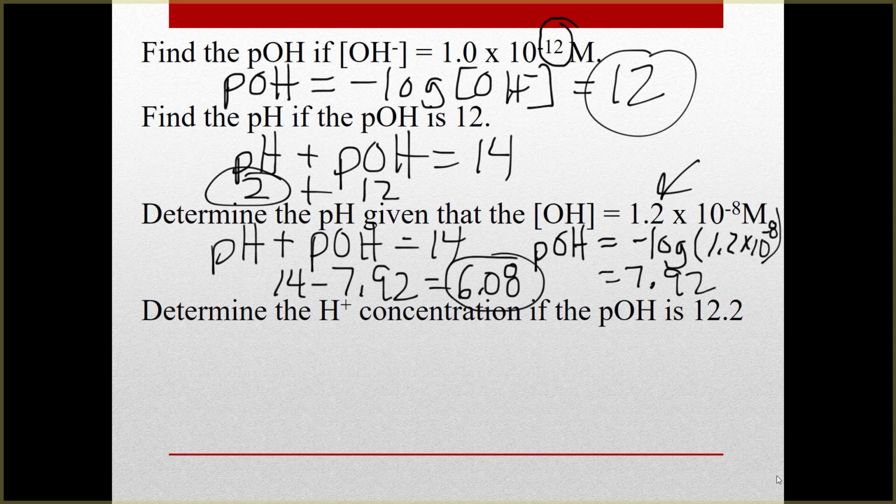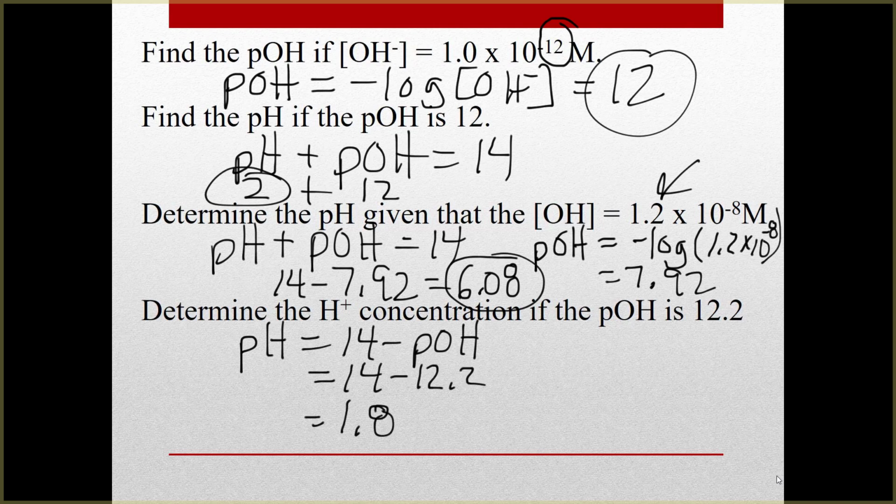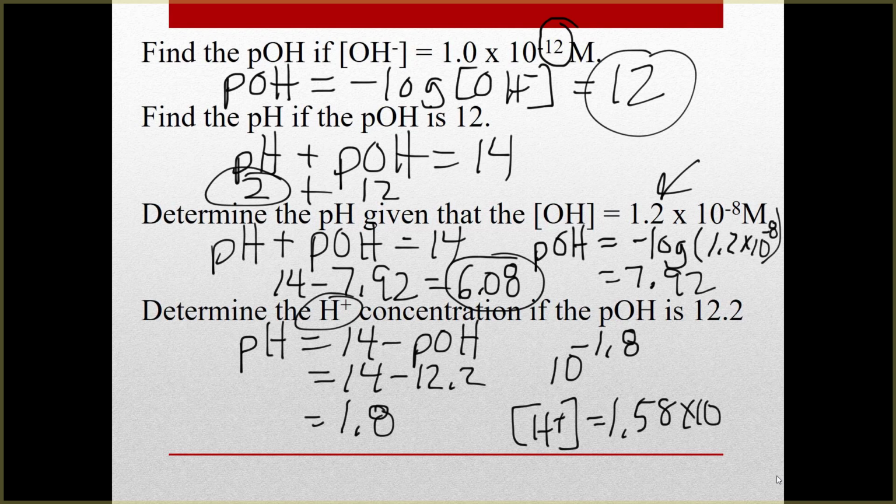All right, this last one. Determine the hydrogen concentration if the pOH is 12. So I first need to determine the pH. The pH will be 14 minus the pOH. My pH is 1.8, but it wants the hydrogen concentration, so I need to go backwards here. I'm going to go 10 to the negative 1.8 and then press enter. And I get my hydrogen ion concentration as 1.58 times 10 to the negative 3.